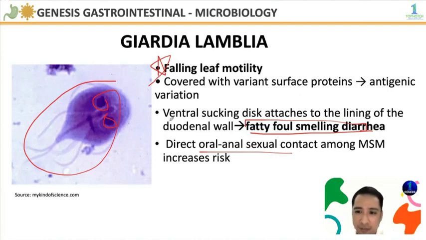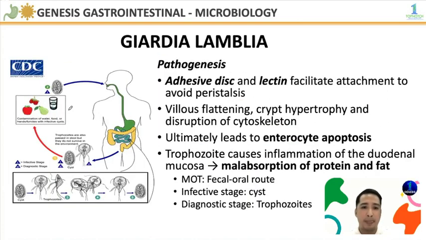Sobrang baho, may malabsorption. It is the most prevalent enteric parasite in the United States and the leading infectious agent in waterborne outbreaks of diarrhea. So your Giardia duodenalis trophozoites can be seen in this stain resembling an old man's face. Yan yung characteristic niya, old man's face for Giardia lamblia.